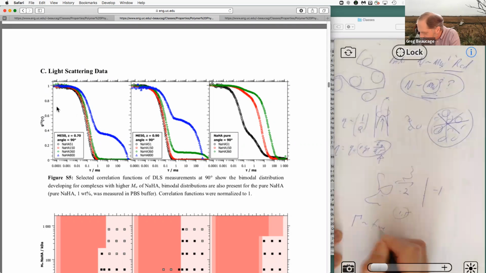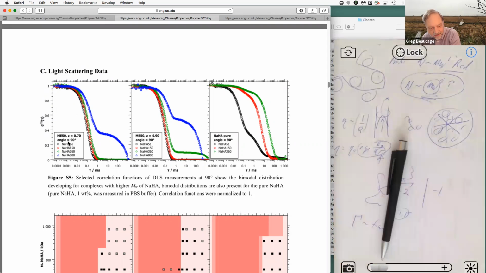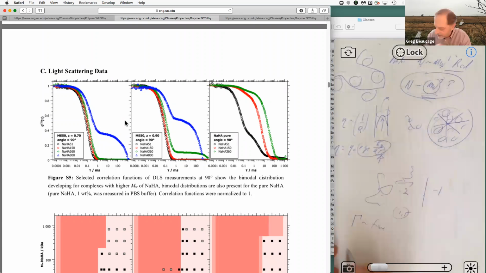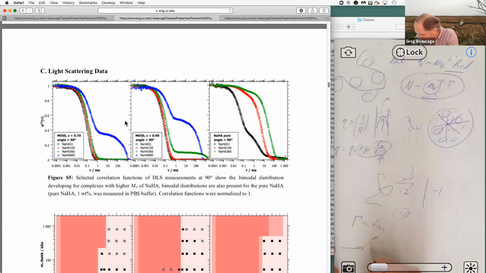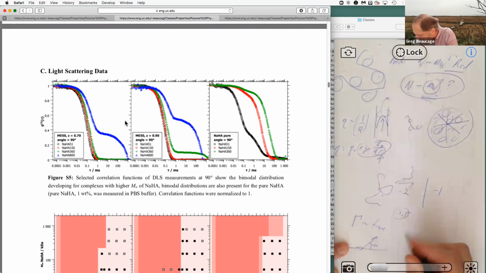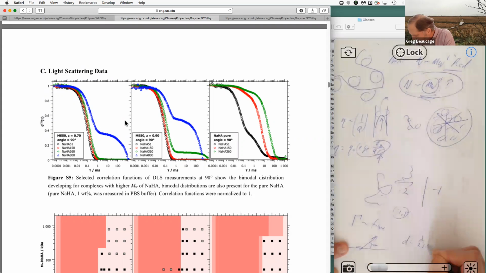Then he measures this at different angles. It's a light scattering measurement, so you shoot the beam in, you collect out at some angle. That angle is associated with size from Bragg's law, like the d spacing is lambda over 2 sine of the angle. That's called Bragg's law, what you use in diffraction. So the angle gives you a size.